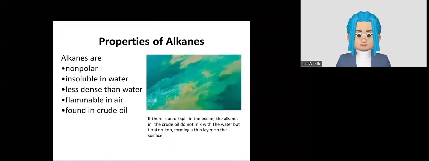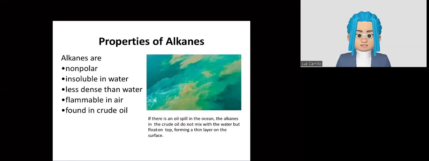Alkanes have different properties. Alkanes are going to be among the functional groups for organic chemistry, the ones that are nonpolar. And since they are nonpolar, they're insoluble in water. When it comes to density, they're actually less dense than water. And then they tend to be flammable in air.